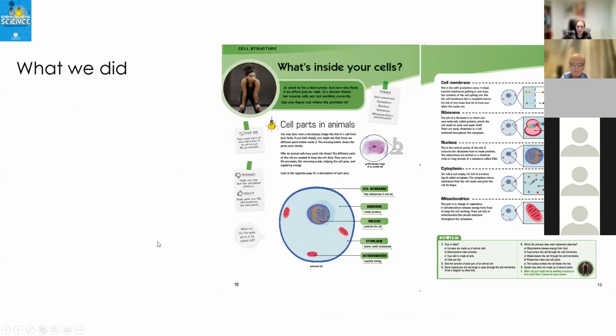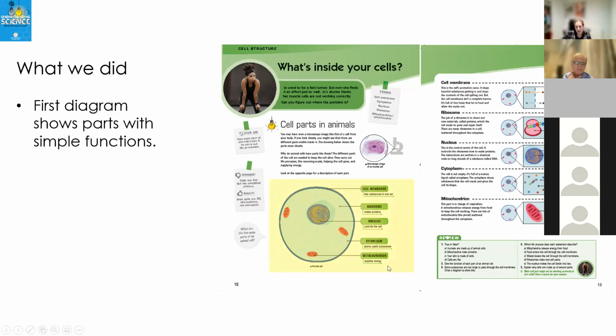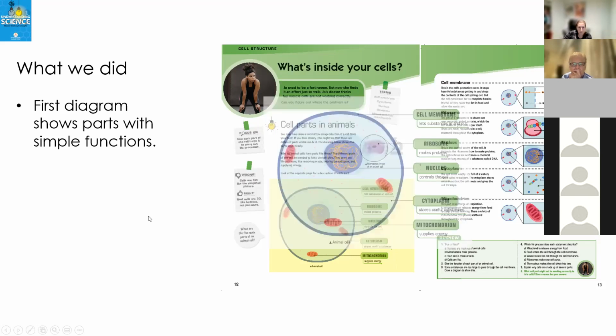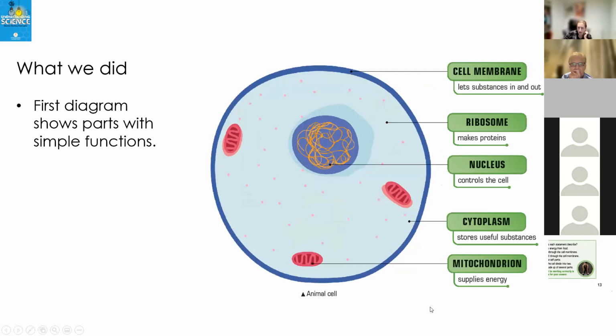So what did we do? Here's our spread on cell parts. The first diagram here has the cell with the parts, and we've also got a very short description of what each does. So we've not only linked the part and the name, we've got a description. So we can see that there.